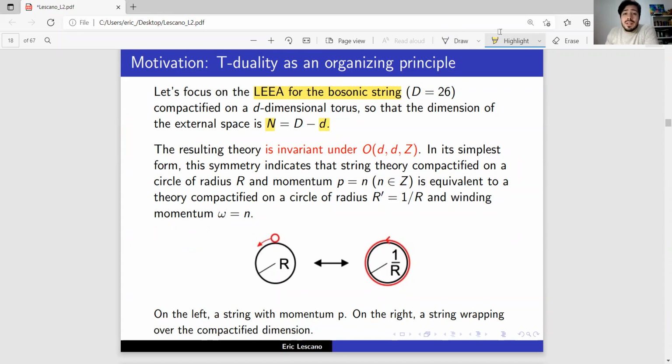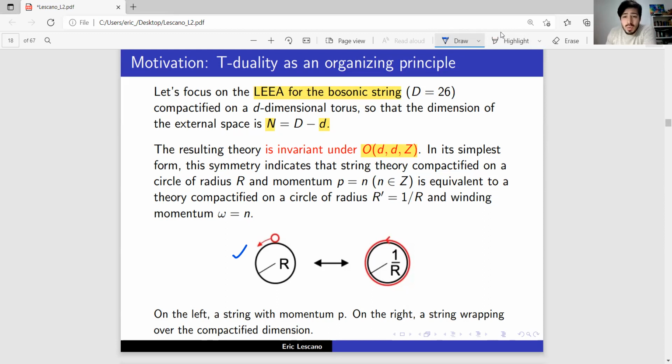The resulting theory is invariant under this group. This is the T-duality group, O(d,d). In its simplest form, for example, if we compactify on a circle, this symmetry indicates that string theory compactified on a circle of radius r, this one over here, and strings with momentum p equal n, an integer.